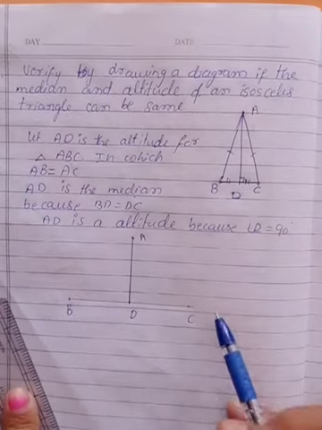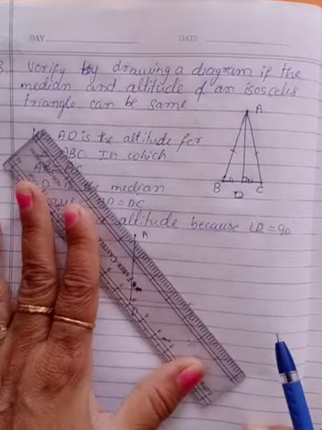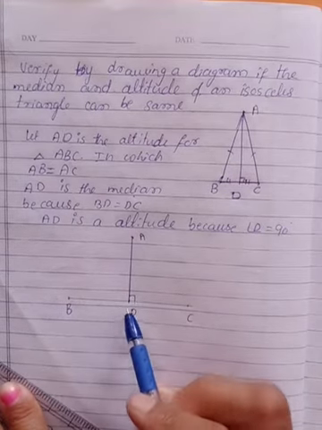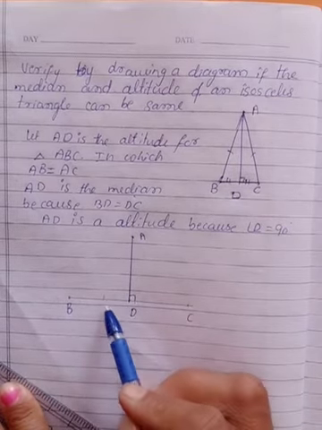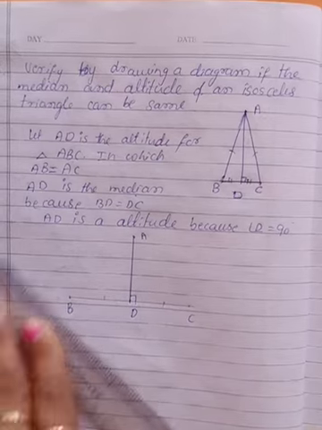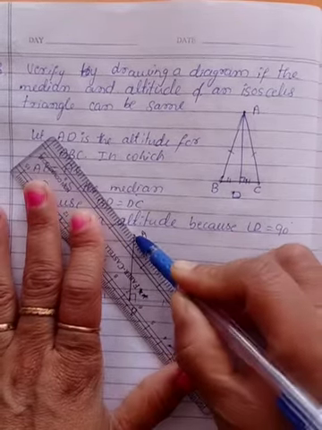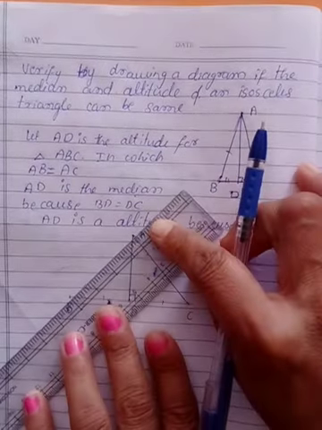So whatever you will add, they will be equal in length only. Just what it is, a perpendicular. And already D we have taken as a midpoint. That's why this side will be equal to this side. Now join AC and AB also.